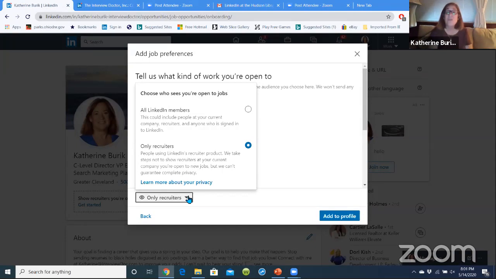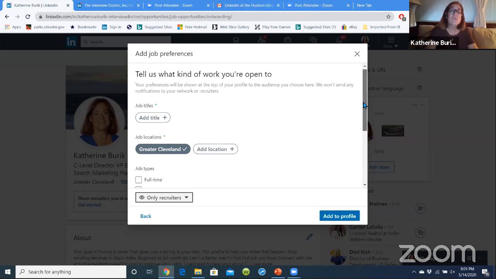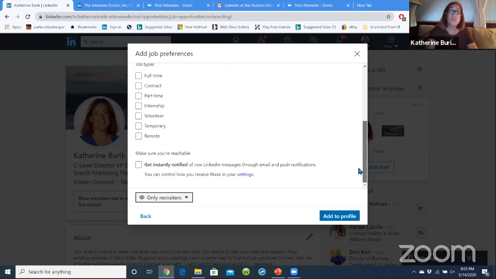And I have seen profiles where it says, and I probably can't find one today, where it says, you know, Joe is open for new opportunities. In this section, you will be able to say what kinds of jobs you're interested in, what kinds of situation. And then you will be notified if somebody looks at your profile for it. Now, this is very powerful. Even if all you have is the only recruiters portion.